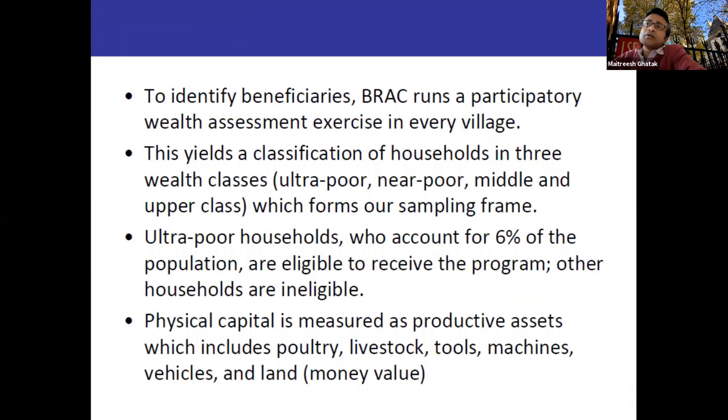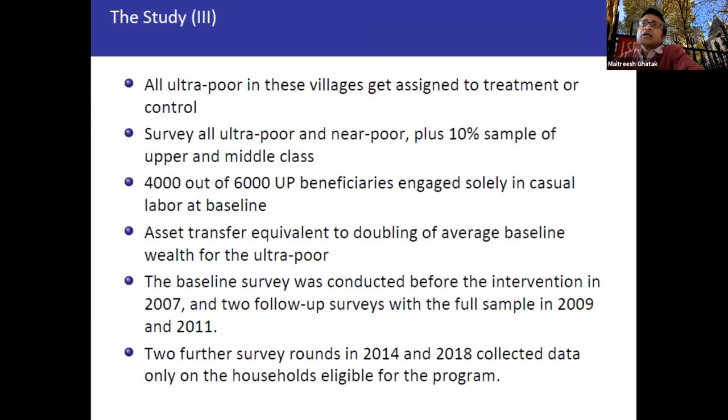The ultra-poor households are about 6% of the population, and they were divided into two groups, control and treatment, by village under the randomization. About 3,000 would receive these assets, and the others would be control groups who would be studied all through this period. The survey also covered some of the other non-extreme poor to have a sense of the productive structure of these economies, what else people do, et cetera.